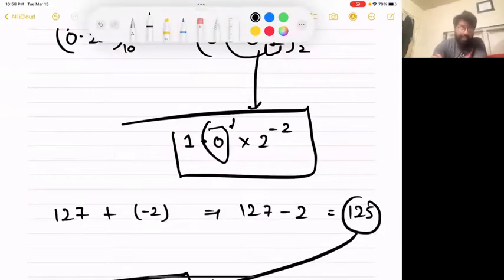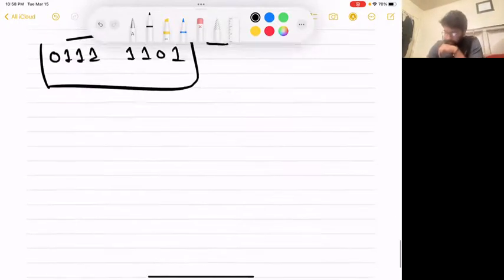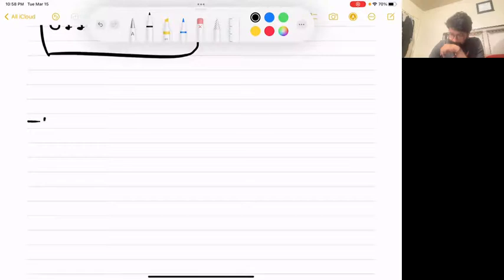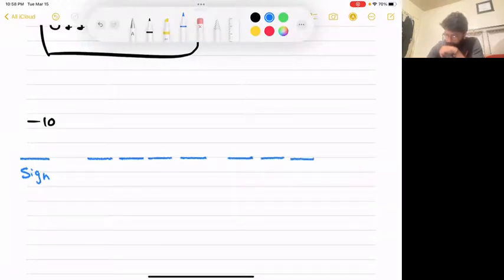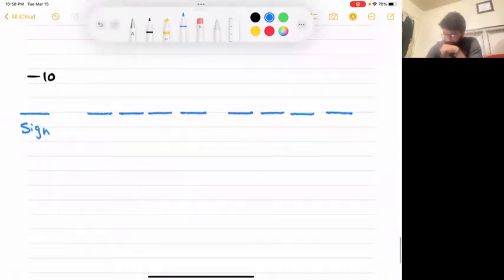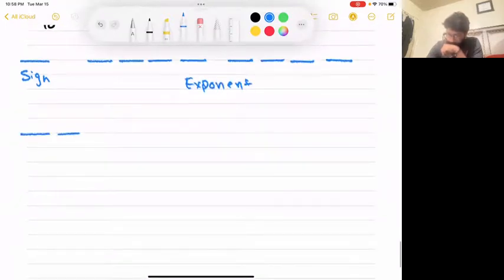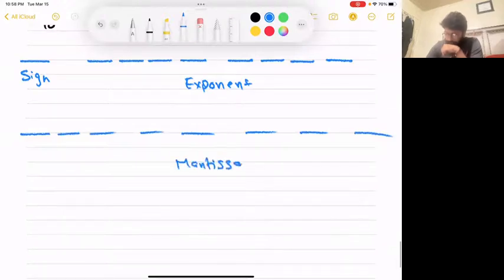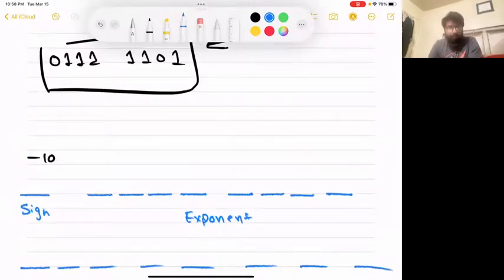Now let's do the last problem. I think it's the last, right? Yeah, that's the last one. So the last problem is -10. Let's do our thing. Sign bit, then 1, 2, 3, 4, 1, 2, 3, 4, that's our exponent bits, and 23 bits for mantissa. Okay, we have a negative number, so the sign bit is going to be 1. That's pretty simple.